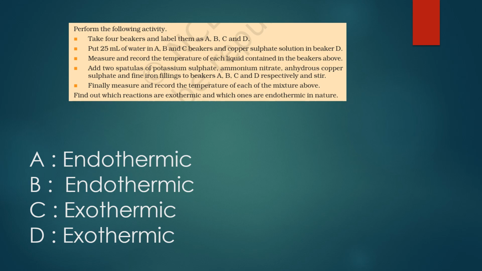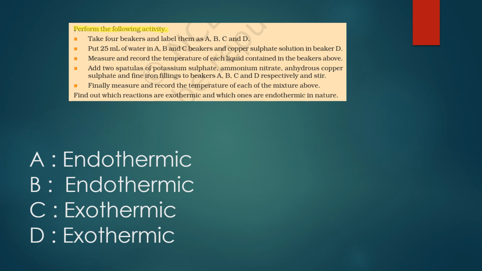So next is a very conceptual question. So you have to perform this activity. You have to take 4 beakers and label them as A, B, C, D. Put 25 ml of water in A, B and C beakers and copper sulfate solution in beaker D.